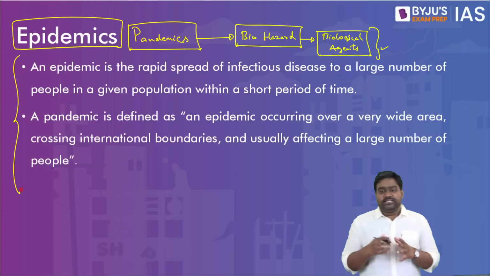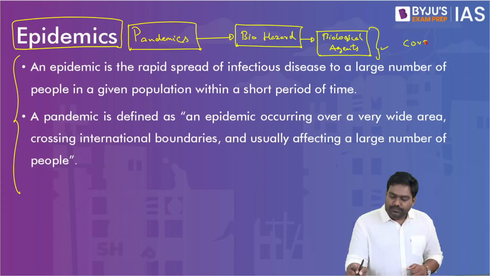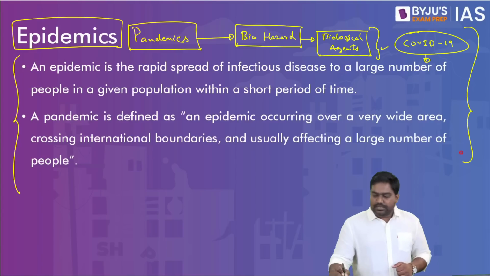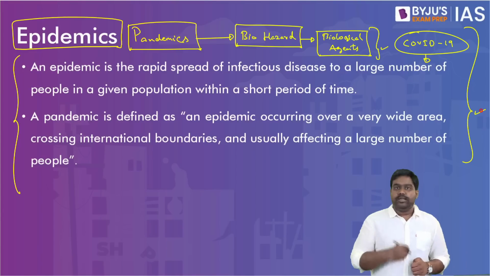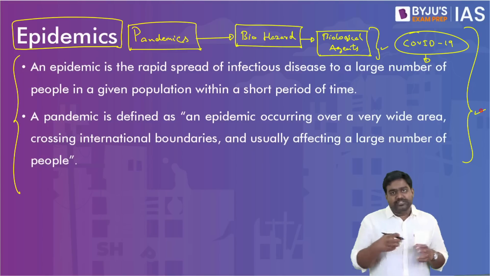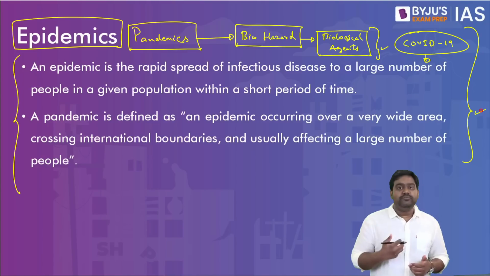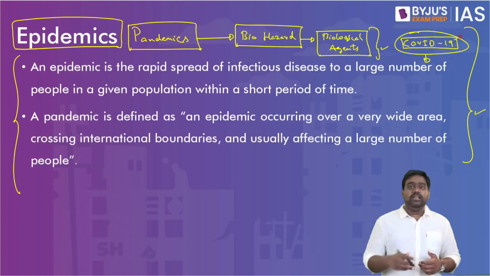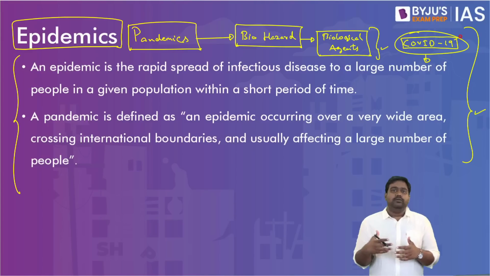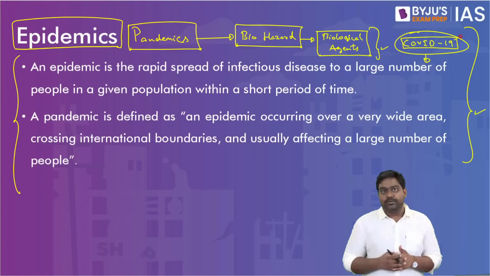Because we have to draw lessons from COVID-19. There were plenty of mistakes made by several governments and international organizations when it came to COVID-19. So we need to draw lessons from there. Even India made several mistakes. We have to draw lessons, learn from this experience, and incorporate the lessons so that we can deal much better with future epidemics and pandemics.